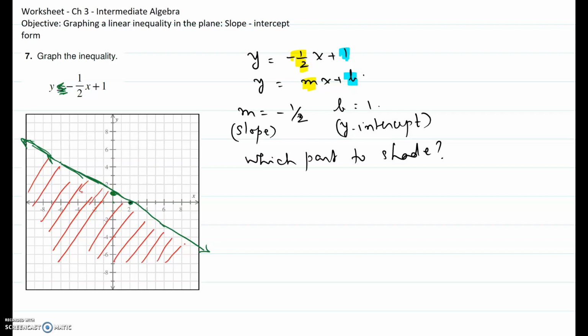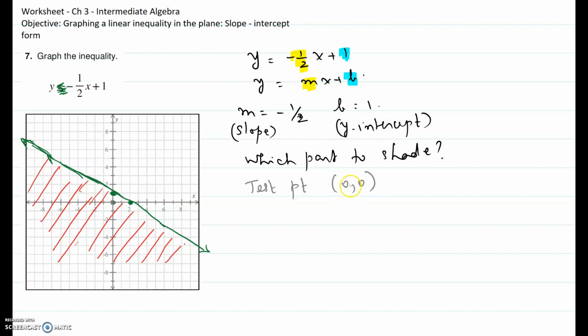So in order to test it, we'll take a random point in this region and plug it into the inequality and see whether the inequality is true or not. So in this region, please notice that the origin is one of the points. So let's take the test point as the origin.